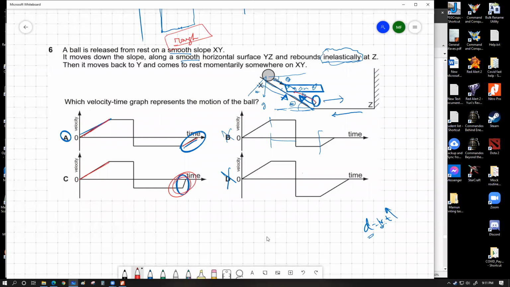Is that understood? Yes sir. Okay, next part. What if they told us this is a rough slope, try to understand this part, this is a rough slope and the collision was elastic. If they bring about these two changes, then what?